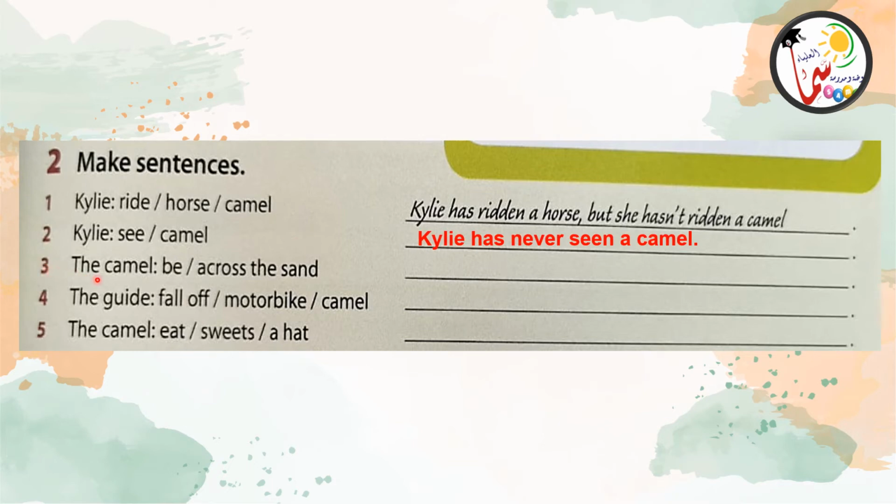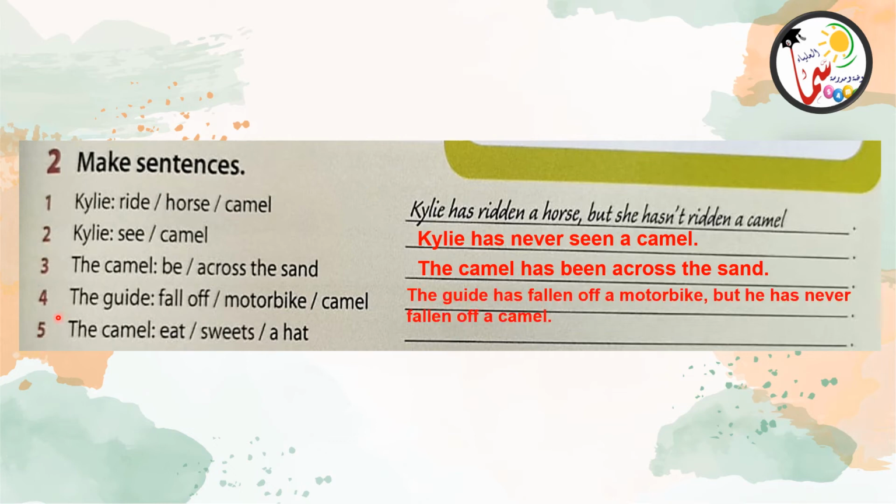Number 3, the camel be across the sand. The camel has been across the sand. Number 4, the guide fall off motorbike camel. The guide has fallen off a motorbike, but he has never fallen off a camel. And the last one, the camel eats sweets a hat. The camel has eaten somebody's sweets, but has never eaten a hat.